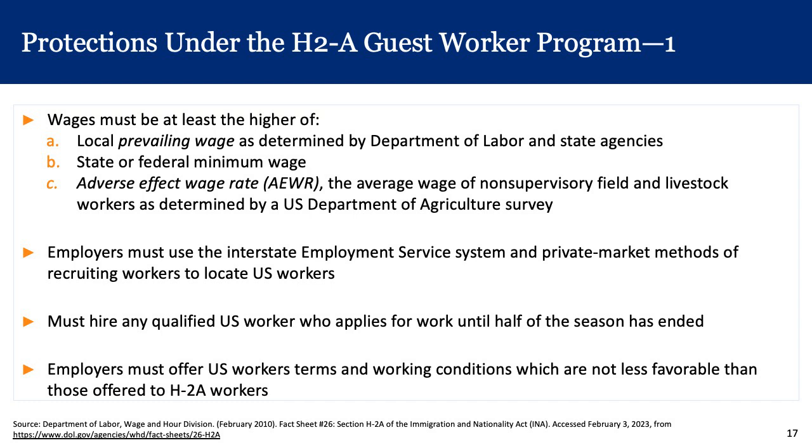Under H-2A provisions, employers must use the Interstate Employment Service System. This is a joint system of the federal government and state workforce agencies and private market methods of recruiting workers known as positive recruitment that is used to locate U.S. workers. In addition, H-2A employers must hire any qualified, eligible U.S. worker who applies for the job opportunity until 50% of the period of the work contract has elapsed. Additionally, employers must offer U.S. workers terms and working conditions that are not less favorable than those offered to H-2A workers.